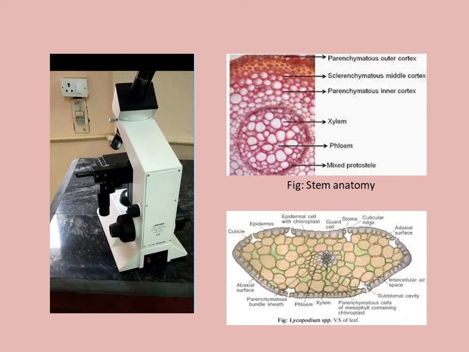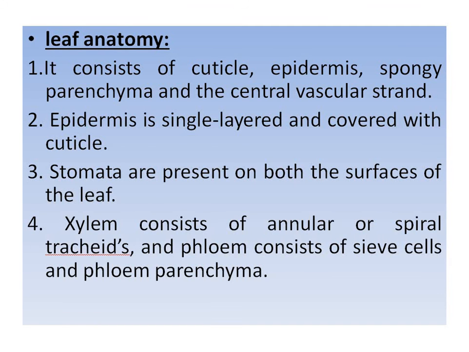The leaf section of Lycopodium also consists of cuticle, epidermis, spongy parenchyma, and the central vascular strand. Here, the epidermis is single-layered and covered with cuticle. Stomata are present on both the surfaces of the leaf. Inner to the epidermis is present the undifferentiated mesophyll tissue having intercellular spaces. Xylem consists of annular or spiral tracheids, and phloem consists of sheath cells and phloem parenchyma.